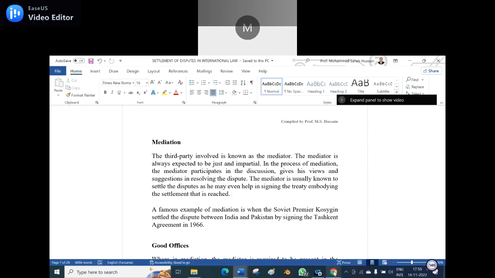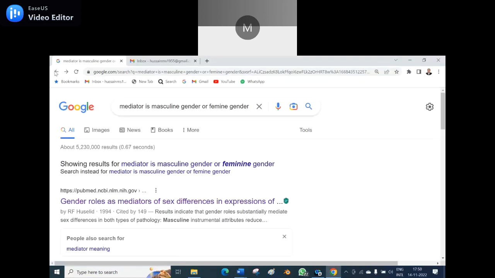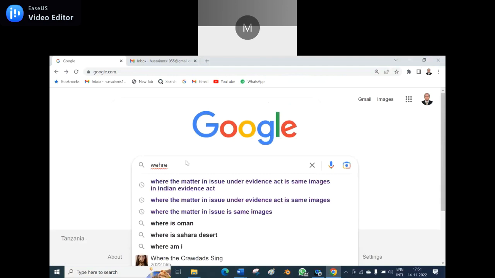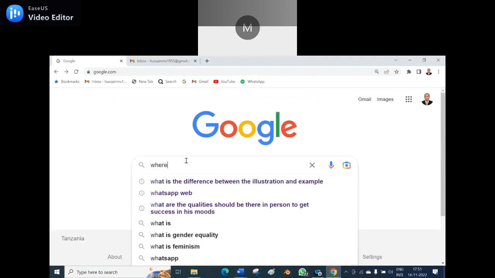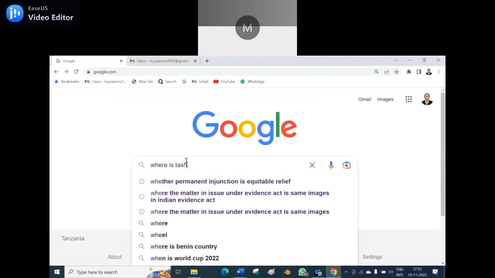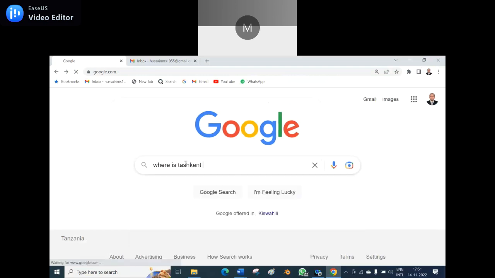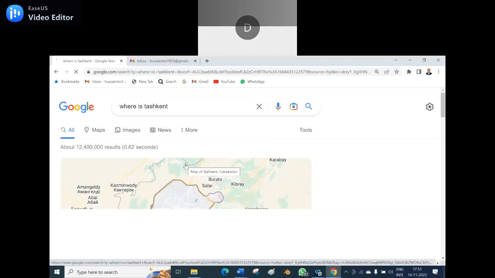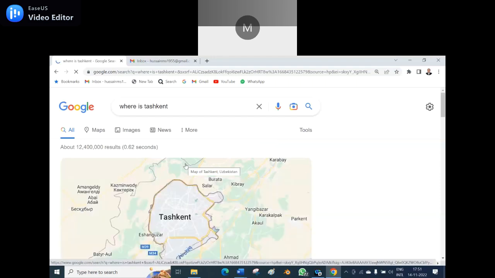Where is this Tashkent? In Tanzania. Where is this Tashkent? It is in the Soviet Union. See, here you have seen. Did you see the Tashkent?